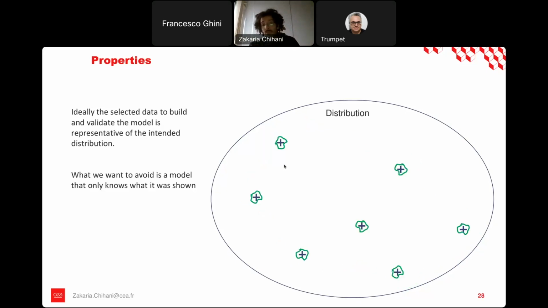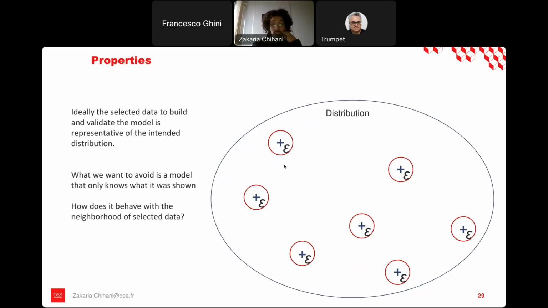And what you don't want is that it works well only on the inputs that you gave it. It overfits on these inputs, and it doesn't work well for the rest of the distribution. So for this, you can first check how the network behaves on the neighborhood of certain selected representative data points, either by formally verifying all the inputs or by testing a lot. So you pick examples from that neighborhood and you test them.